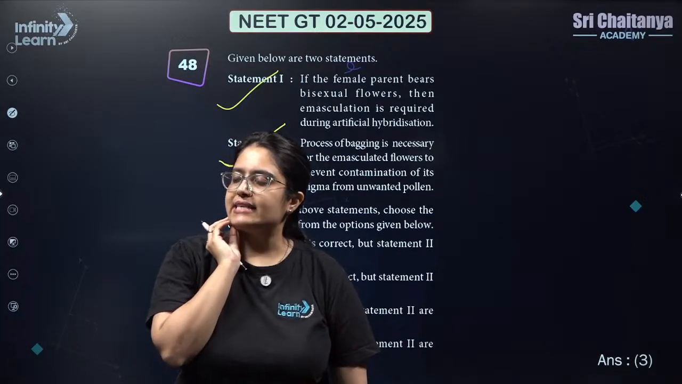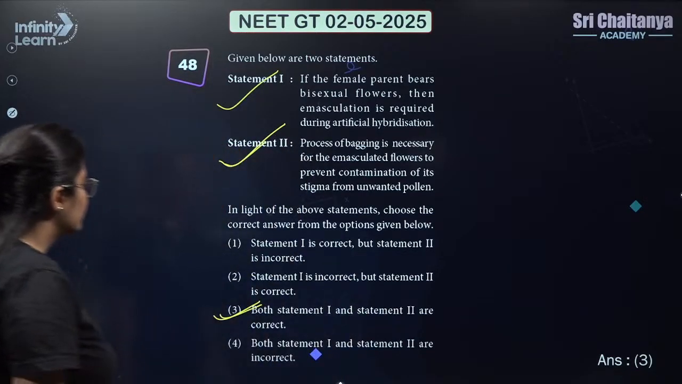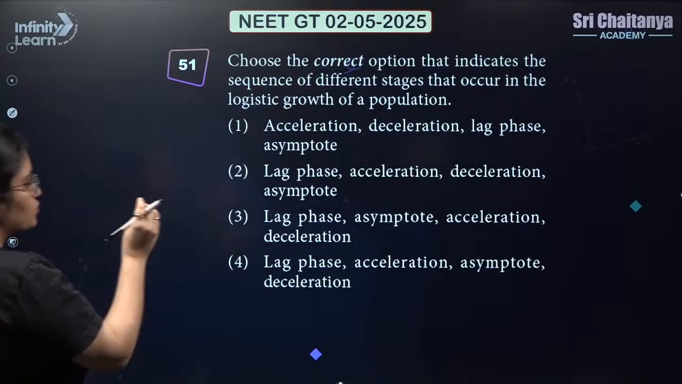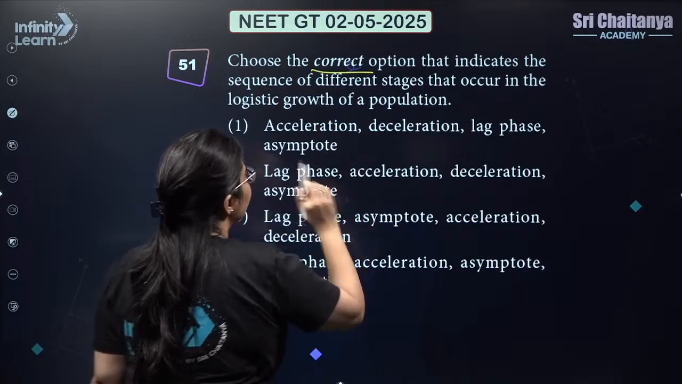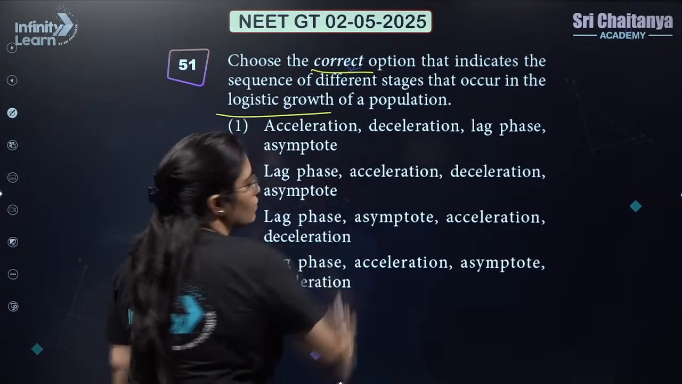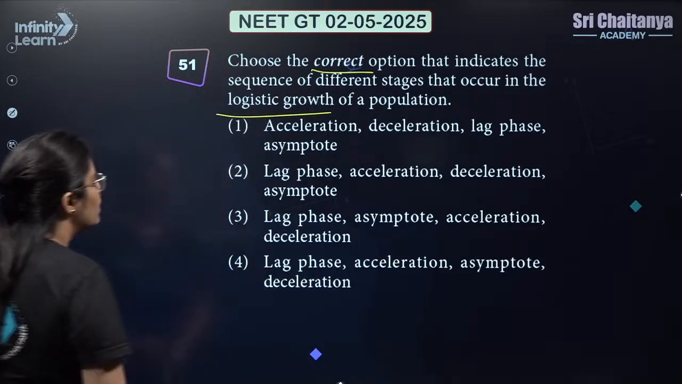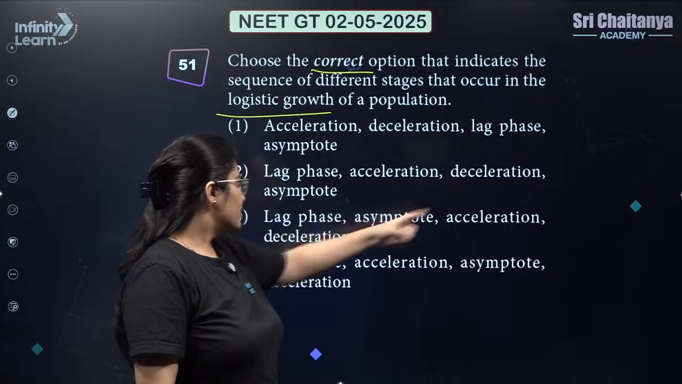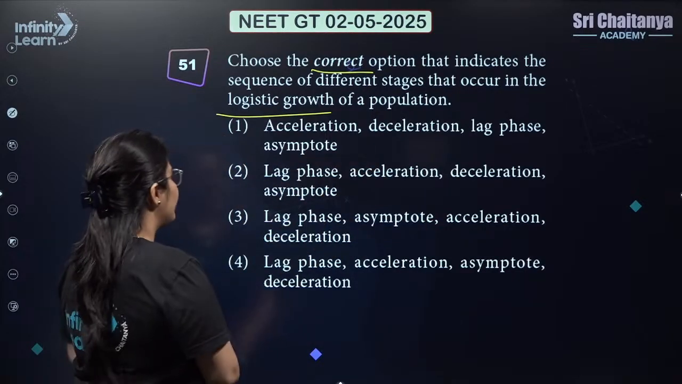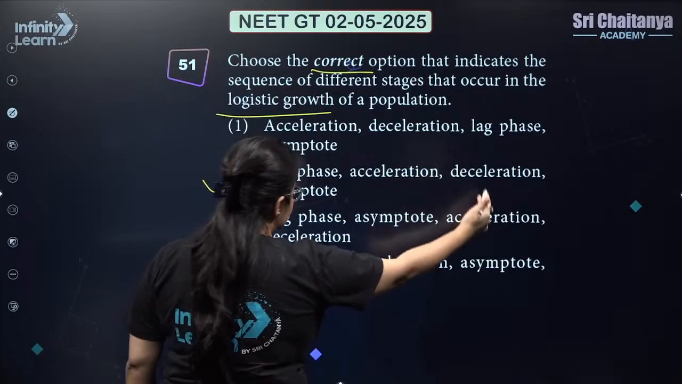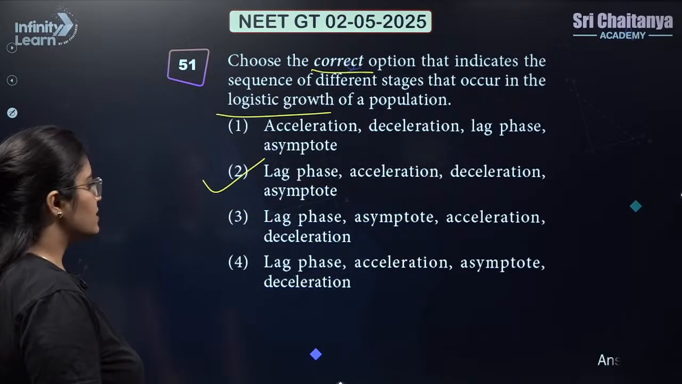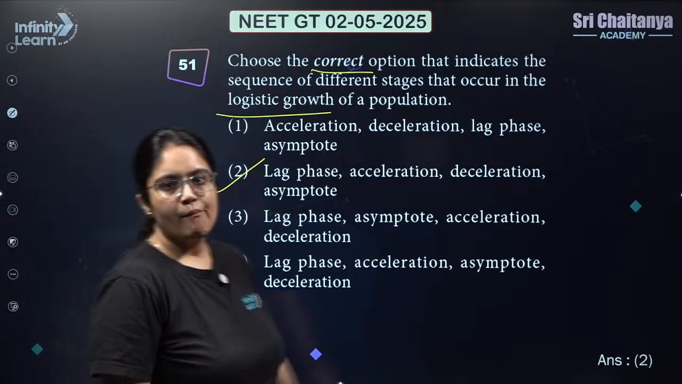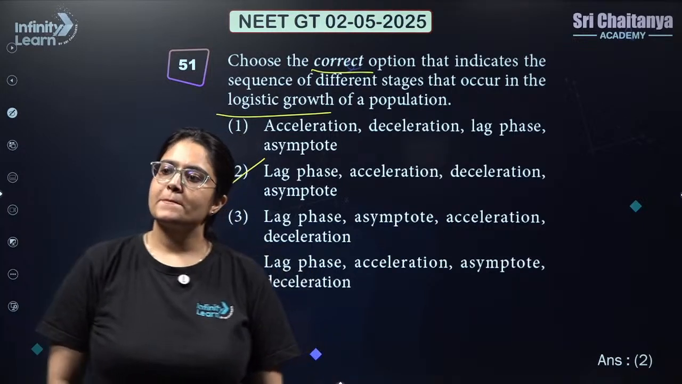Clear? Yes. Excellent. Next. Choose the correct option that indicates the sequence of different stages that occur in the logistic growth of a population. Yes, sigmoid one. So it will start with lag, followed by acceleration, deceleration and asymptote finally. So answer is 2. Lag, acceleration, deceleration and asymptote. Your correct answer for this question is 2. Pretty simple? Excellent.